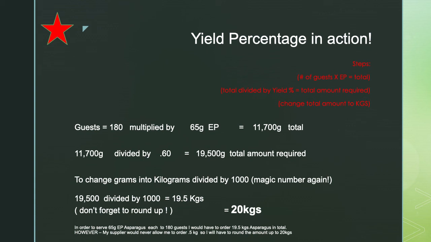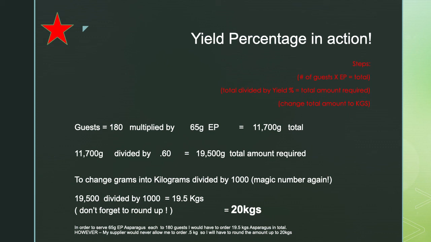So the next part is the total, which in this case is 11,700 grams. We're going to divide that by the yield percent, and we know that it's a 60% yield of asparagus. So we're going to divide 11,700 by 0.60. Remember, we have to move the point 2 places to the left when we're dividing by a percentage. And that is going to give us a total of 19,500 grams.